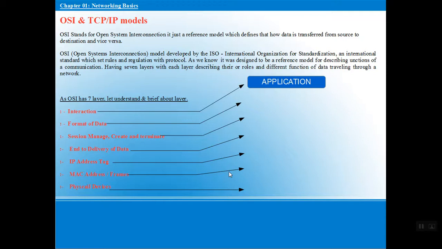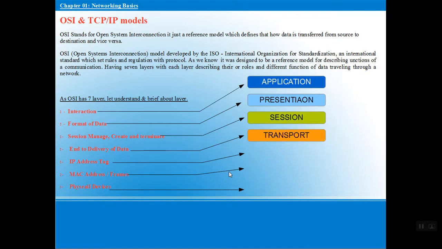So we have divided it into 7 layers. We have the application layer. The work of the application layer is interaction, how the user interacts from the web browser to the destination. Then we have the presentation layer. We define the format of data, whether it is a picture, media, video, or text. Next we have the session layer. It manages, creates, and terminates the session for each individual request. If you open Google, that comes with session 1. Go to another site, and that is session 2, then 3, and so on.